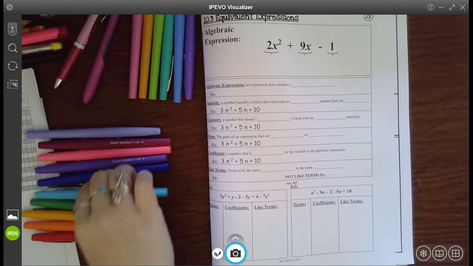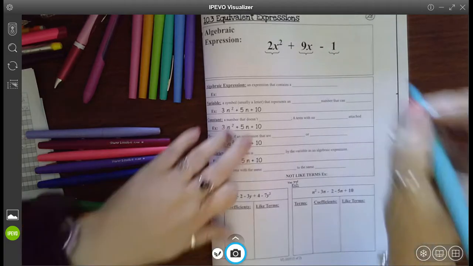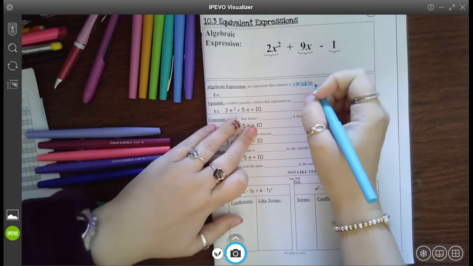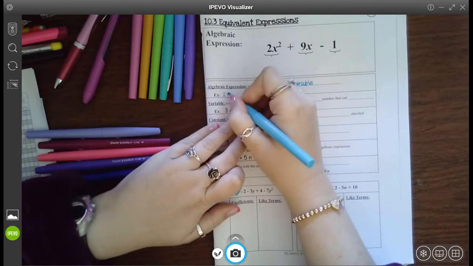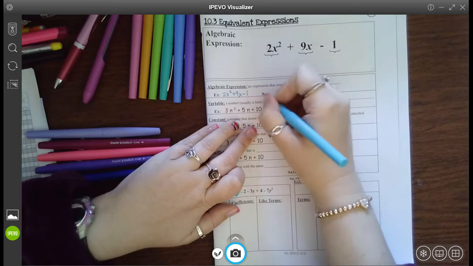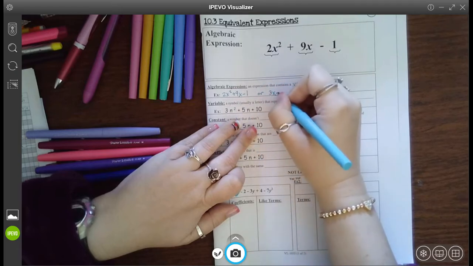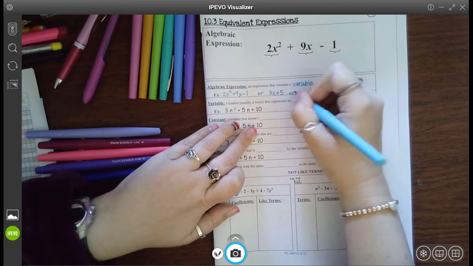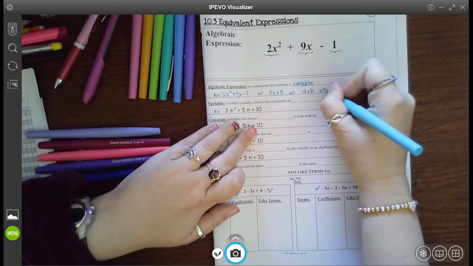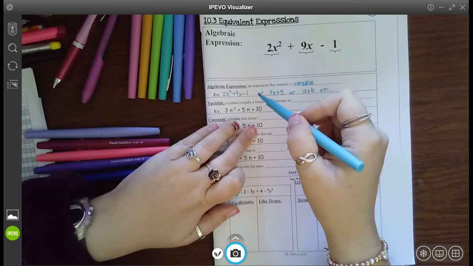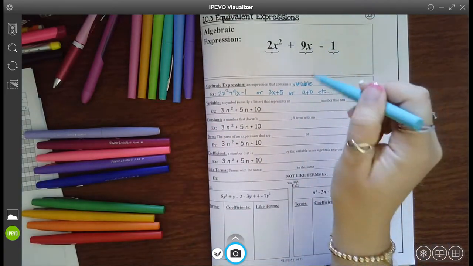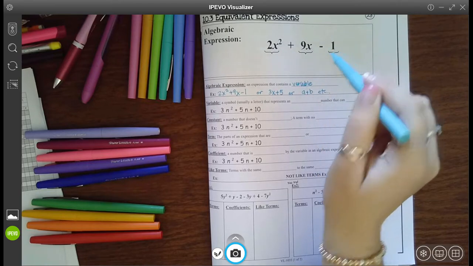An algebraic expression is an expression that contains a variable. Okay, and remember, a variable represents an unknown number. So it could be something like this, where the variable can be to the second power, or there could just be one variable in the problem, or there could be two different variables, like two different letters. Of course, there are so many more, but that's just an idea: as long as it's an expression that contains a variable, it's called an algebraic expression. This whole thing is an algebraic expression up there.